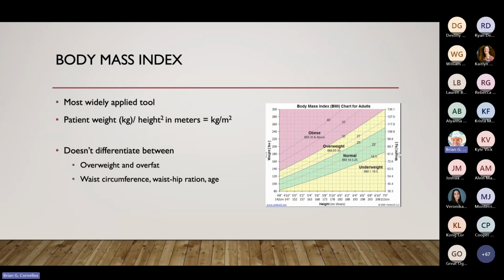You need to know this formula. You'll see it time and again, both on boards as well as some places you still have to calculate your BMI for EMRs. Most of the newer ones like Epic and Cerner go ahead and calculate it for you.